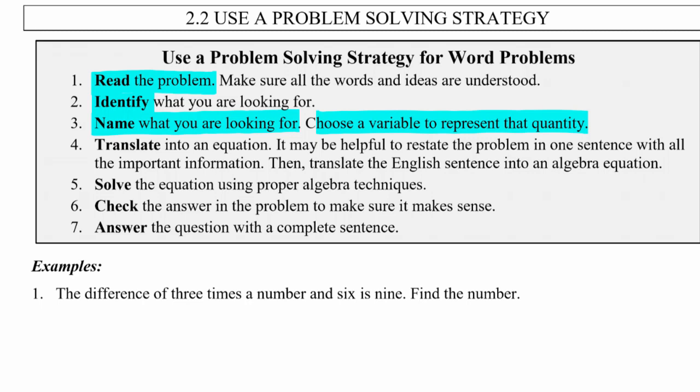Number 4, translate into an equation. So this is the more challenging part for most students: how do I get all that information that I just read about and translate that into a mathematical equation? So we're going to look for keywords and figure out what was given to me, what information do I know, what relationship do I know with these quantities in the problem, and we will try to use that information to come up with our equation.